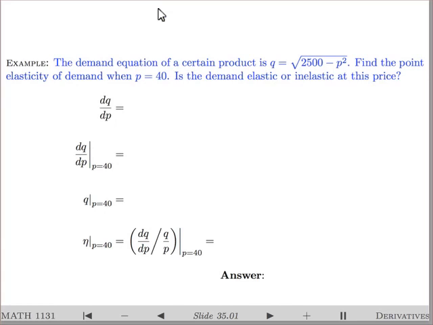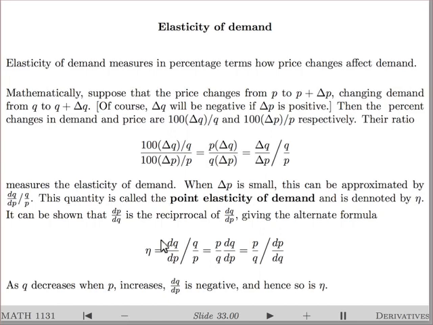Typically they give you the demand equation either in the form Q equals a function of P or P equals a function of Q, and then ask you to calculate the elasticity of demand at some set value of P or Q. Depending upon which way the demand equation is given, you would use either this formula or this formula.